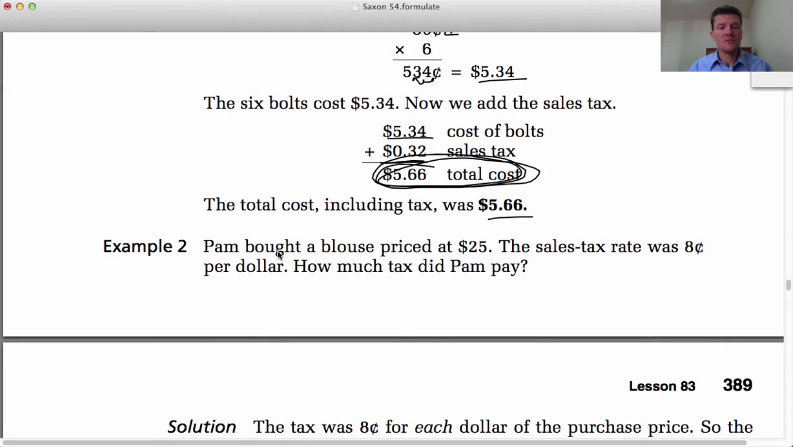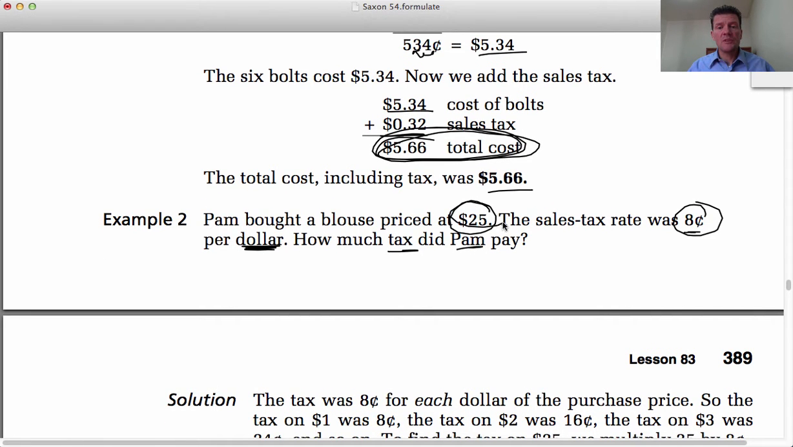Example 2. Pam bought a blouse priced at $25. One blouse, $25. The sales tax rate was 8 cents per dollar. Not 8 cents total. 8 cents for each dollar that you spend. 8 cents is going to be added on for every dollar that you spend. How much tax did Pam pay?